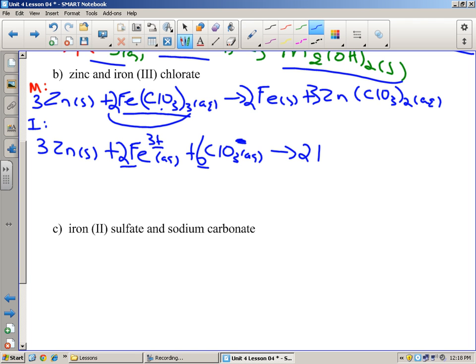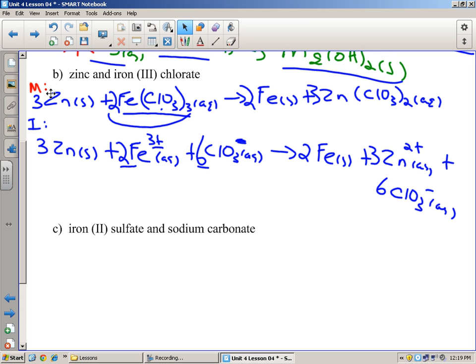This iron here, what charge goes on that iron now? Charge on the iron. Hurry up. Let's go. Come on. No charge. Zinc. Okay. Zinc is a 2 plus. And I ran out of room here. Chlorate is a 1 minus. And once again, we're going to have to balance those two. How many zincs do you have in the top row? 3. Yes? How many chlorates do you have? 6. Okay?